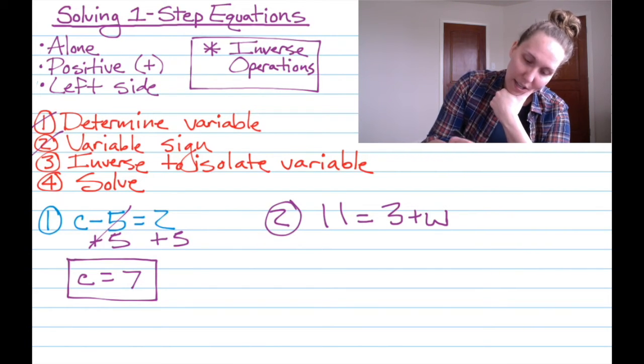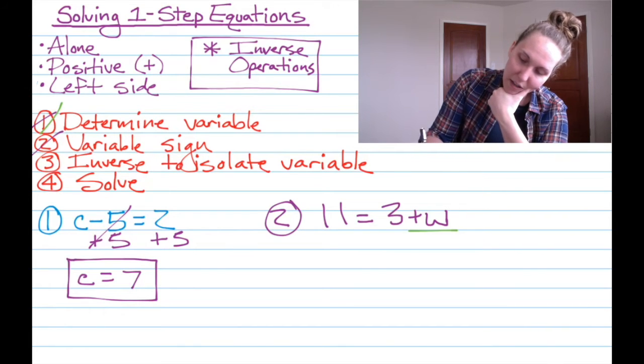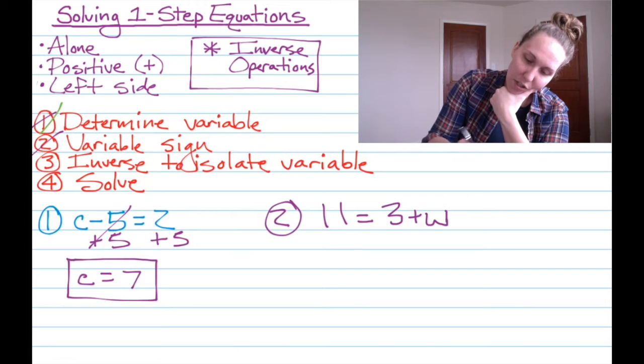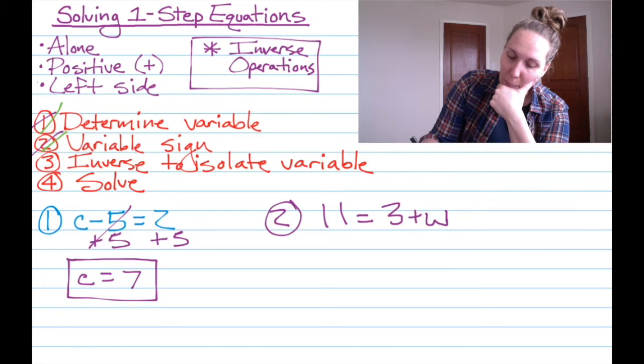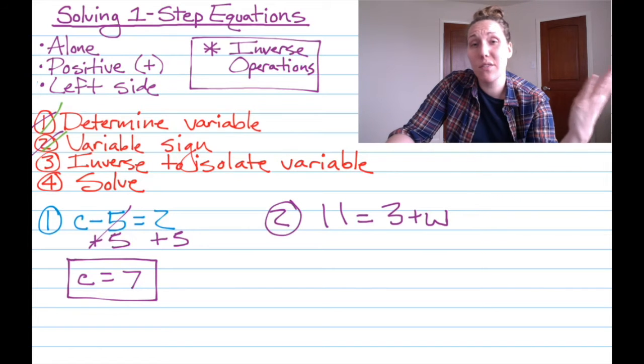So, determine the variable. We already did that. Check. Variable sign. We saw it was positive. That works. Check. Inverse to isolate the variable, okay? We have to get rid of this 3. Well, how do I know what the inverse is?